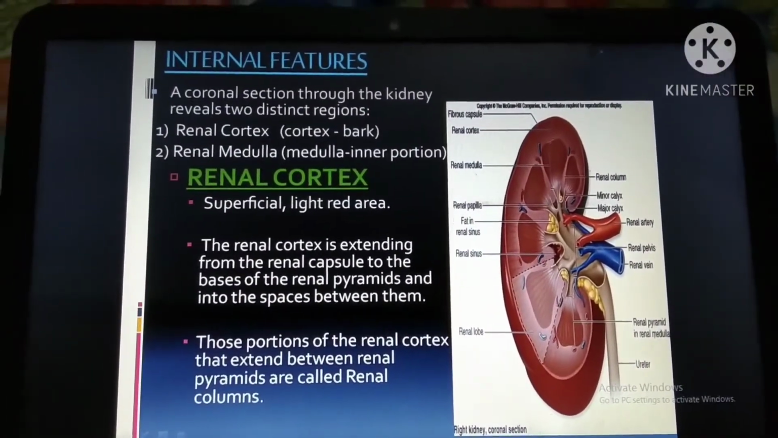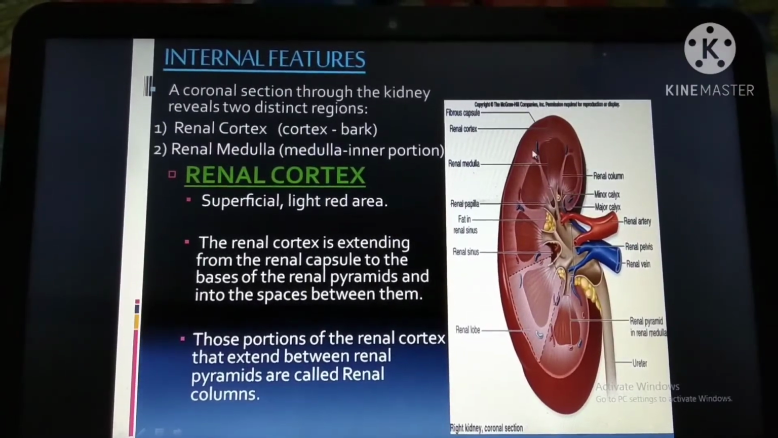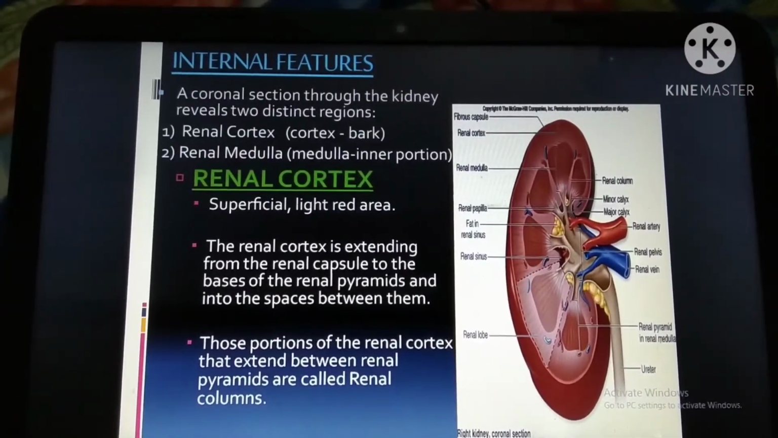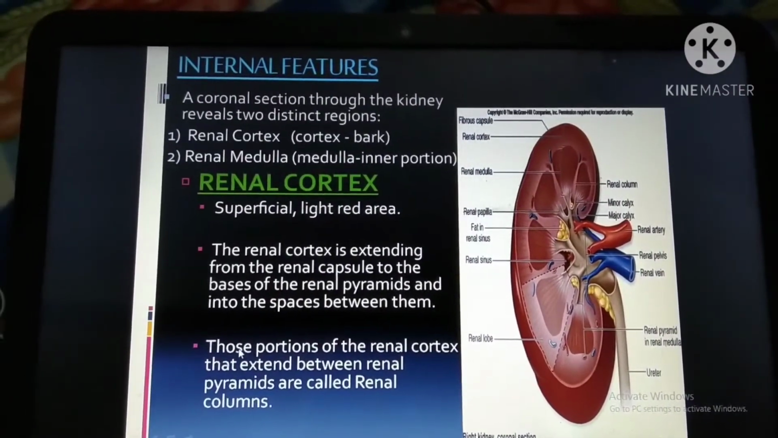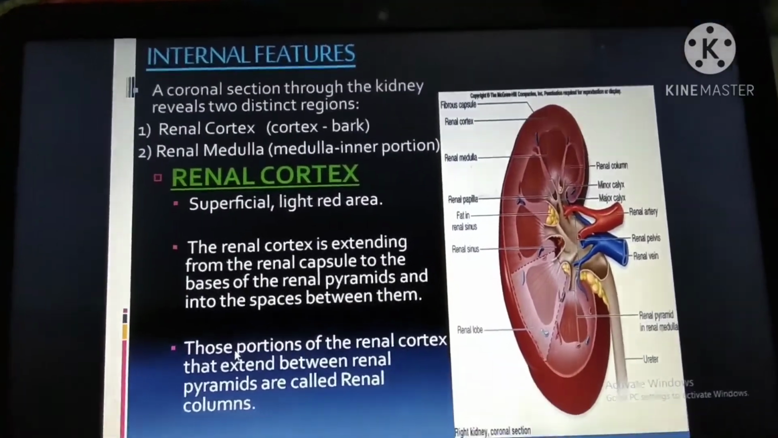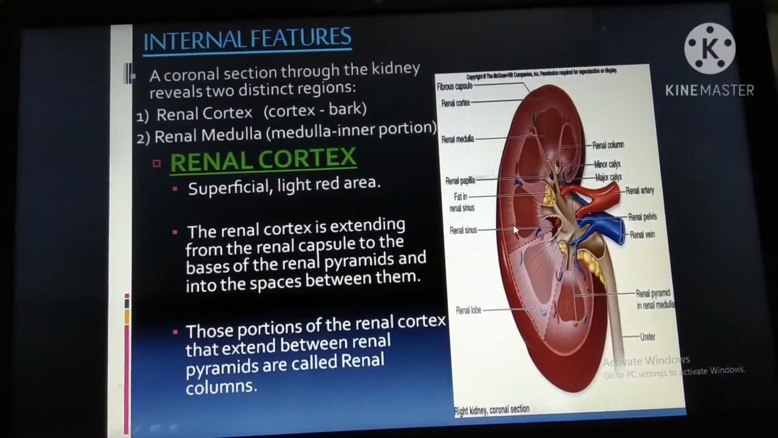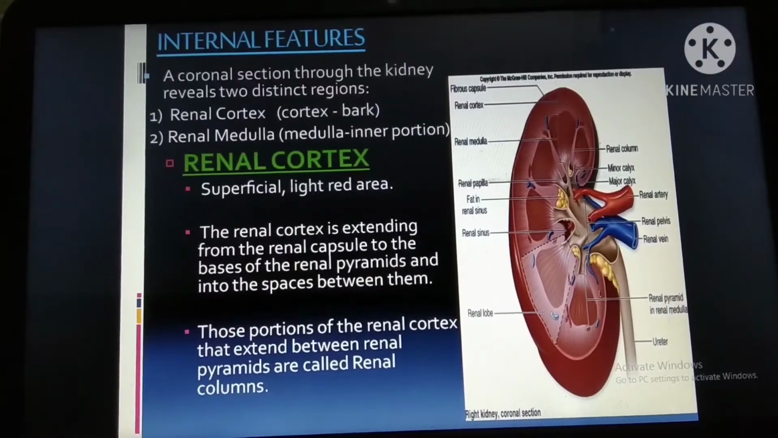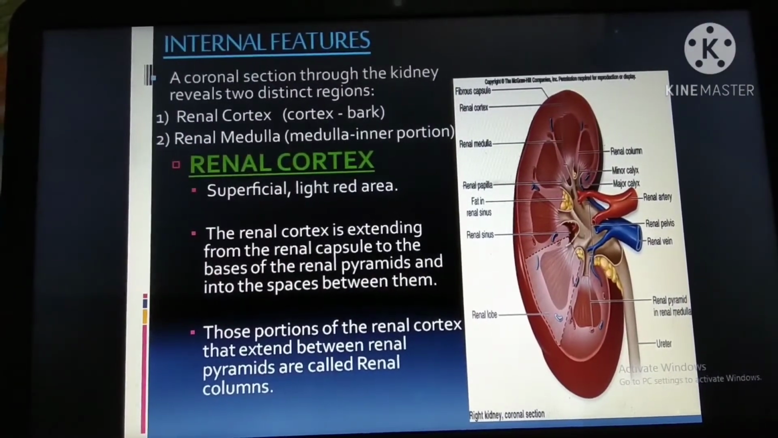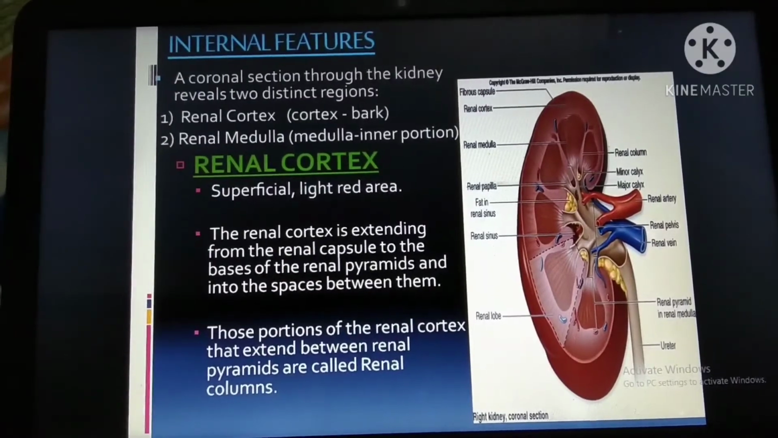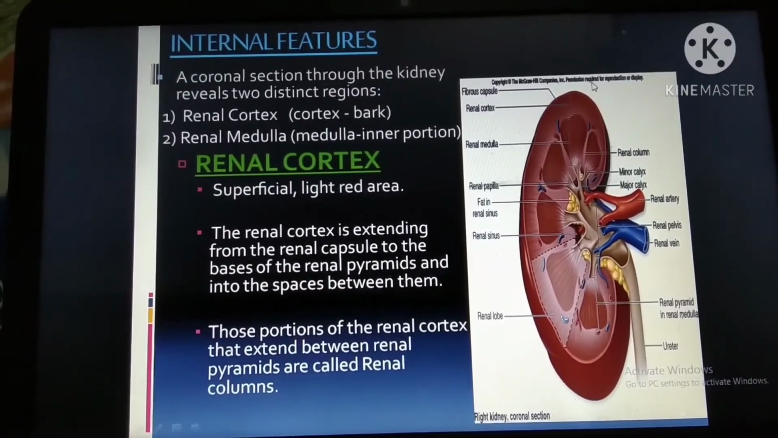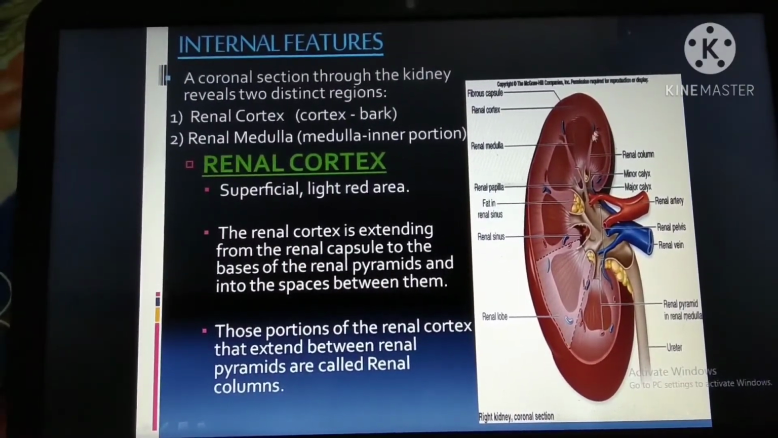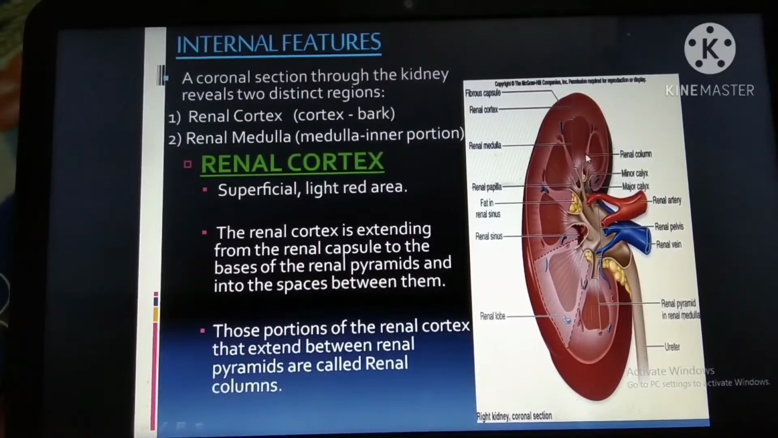Here is the renal cortex, extending from the renal capsule to the base of the renal pyramid. Those portions of the renal cortex that extend between the renal pyramids are called renal columns. Here is your renal column, this one and this one, as we saw in the diagram.